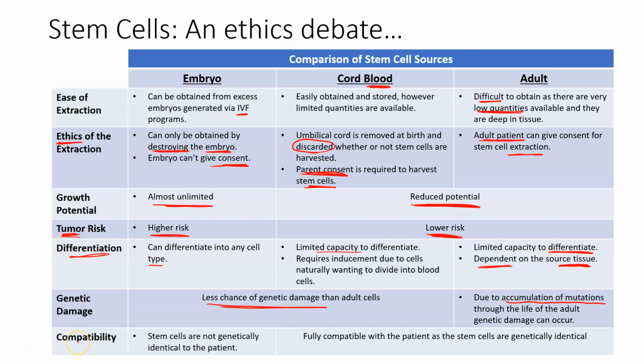The compatibility of the sources of stem cells is different as well. Stem cells are not genetically identical to the patient because we are taking them from an embryo that obviously isn't the patient. So there isn't any kind of genetic compatibility. However, when cord blood or adult stem cells are harvested, they can and often are genetically identical to the patient because, like I said in the leukemia discussion, you can, as an adult or a child, harvest your own stem cells, hold them aside, go through rounds of chemo and radiation, and then just inject those same stem cells once they specialize and differentiate back into the patient. So they are, in fact, genetically identical to the patient.